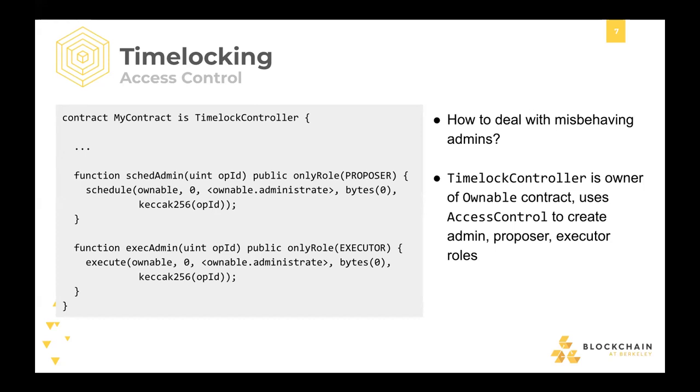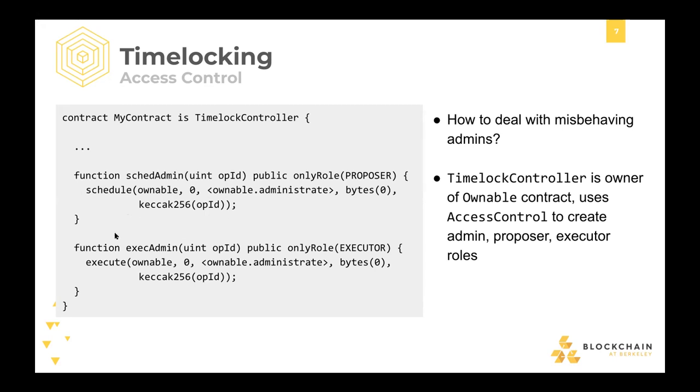So like I want to administrate something, but I schedule it in the future. And you see it has this only role modifier on it, which means only proposers can do this. And you don't really have to worry about the syntax here. Basically it's saying schedule on this contract, on my logical contract, this function, and the rest of this you really don't have to worry about.